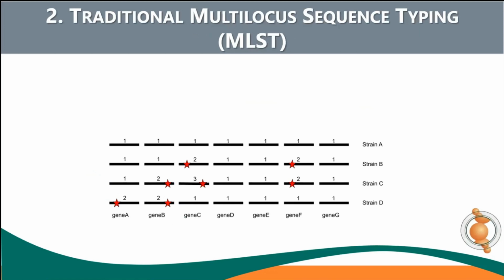Well, as I mentioned, PFGE is very labor-intensive and time-consuming. With the development of commercial sequencing methods, some researchers came up with the idea: can we just sequence some key genes to identify bacterial strains? And here we have our second method, traditional multilocus sequence typing, or we call MLST.